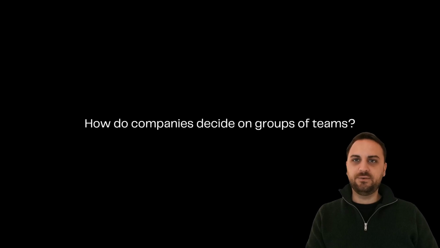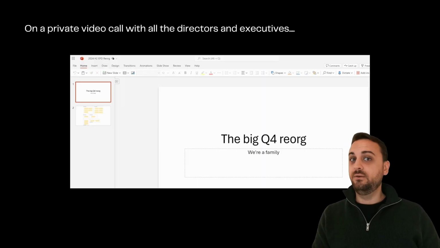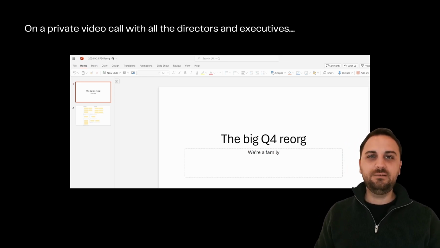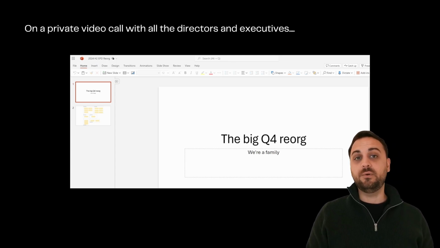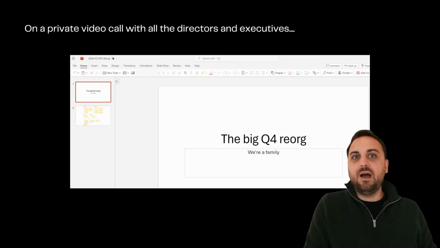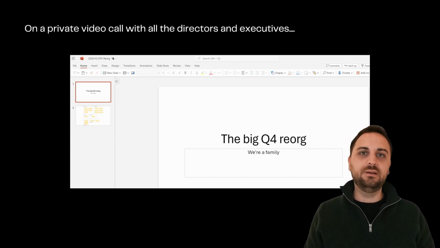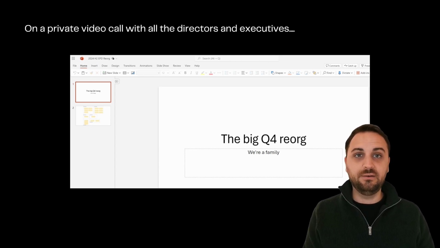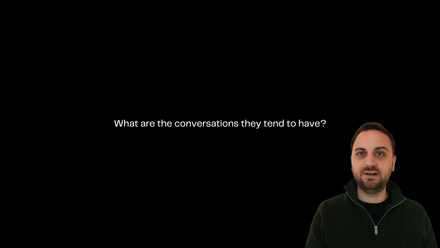So let's think about this first one. How do companies decide on groups of teams? Normally, it's something like this, right? There's a private video call with all the directors and executives, the big Q4 reorg, and you get everyone together and you say, okay, we have to really sort out what we're going to do. And you get a PowerPoint presentation or maybe a Miro slide deck if it's a more modern company, and you twiddle together some boxes and you have a debate about who's going to go where. What's inside of those conversations? How are they figuring this stuff out?